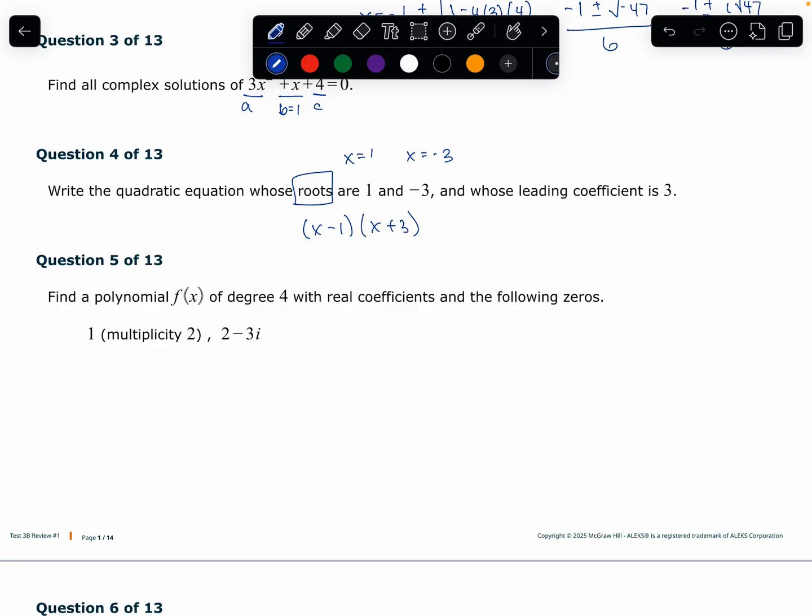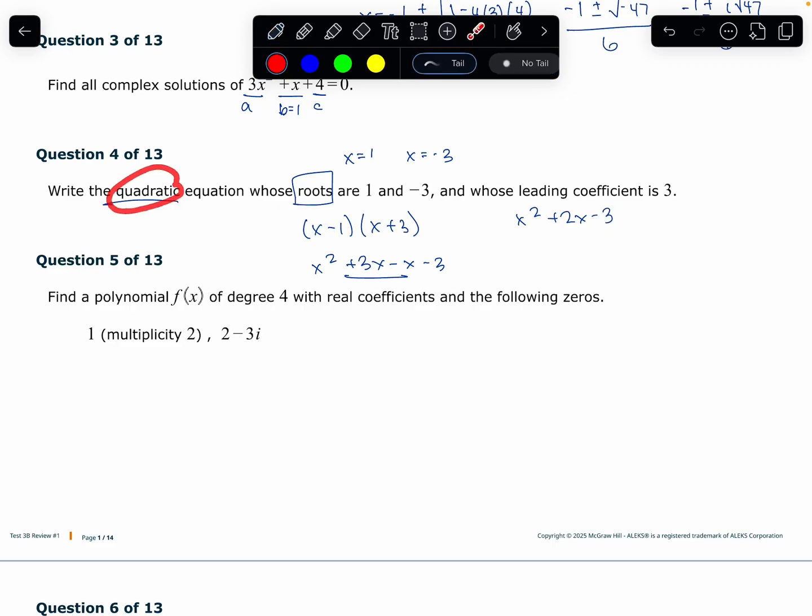So I can multiply these together and get a quadratic equation. I can multiply x times x, and I'm going to get x squared. I can multiply x and 3, that's going to give me positive 3x. Multiply negative 1 and x, that's negative x. And then negative 1 and 3, that's going to be negative 3. These combine, so then I get x squared plus 2x minus 3. So I'm not finished though.